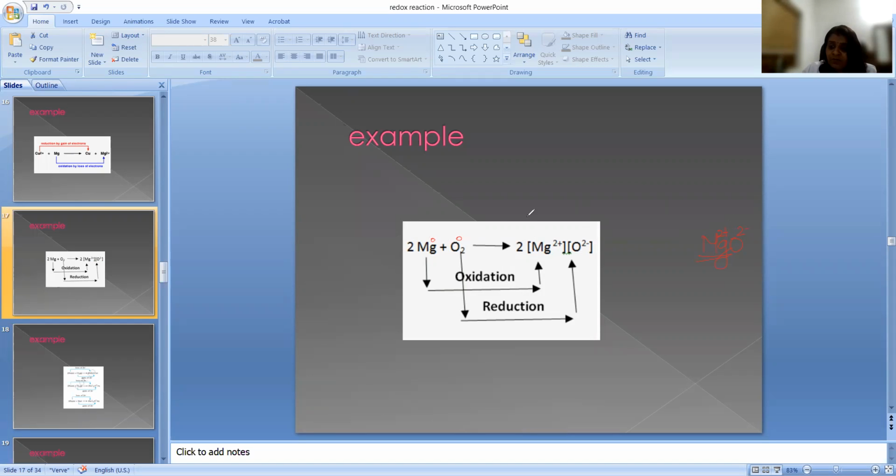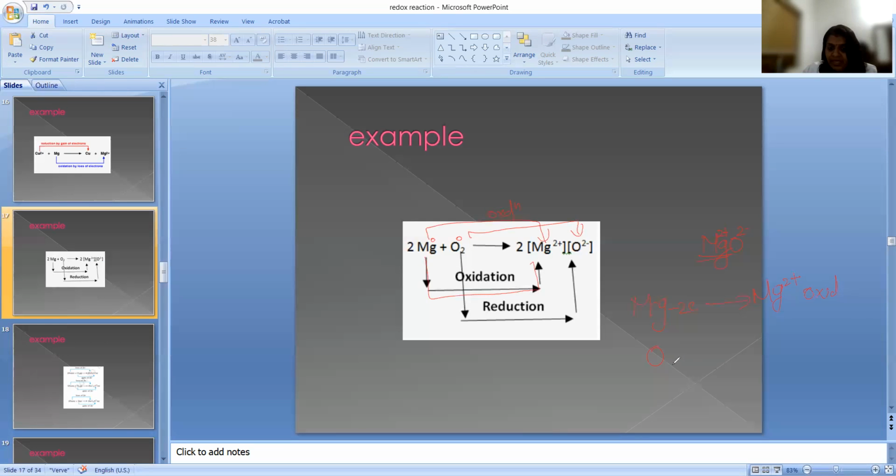So in terms of oxidation number, it is very easy to tell this is an oxidation reaction and this is a reduction reaction, since there is an increase and decrease of oxidation number here. So in terms of electrons, how can we explain? Mg is converting into Mg2+. How will it convert into 2+? By removal of 2 electrons. So this is considered as oxidation.